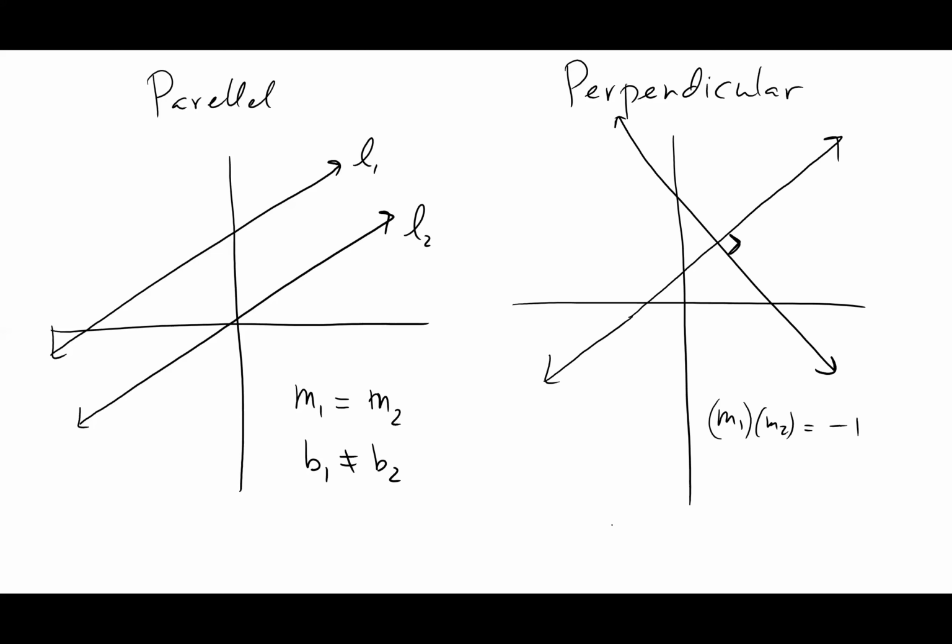An English way of saying it is the slopes are opposite, reciprocal of each other. Opposite, reciprocal. Okay, let's do a problem like that.